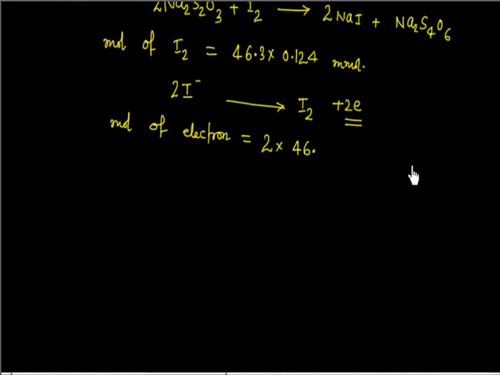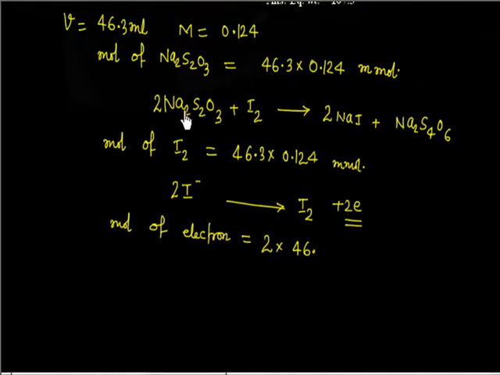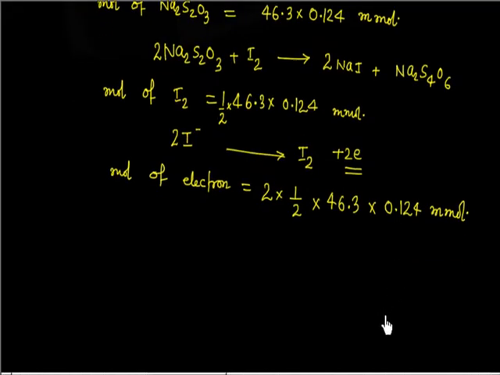So that is 46.3. This time let me check here. Yeah, the mole of I2 is half of the mole of Na2S2O3, so I have to multiply by half also. Now this time I have to multiply by 2, so this value is 2 times half of 46.3 into 0.124. Now this is in millimole because the initial volume is taken in milliliter. Now this is the mole of electron for I minus.